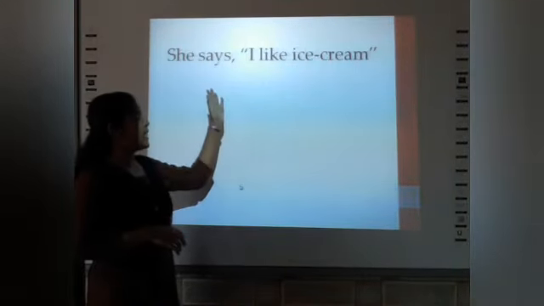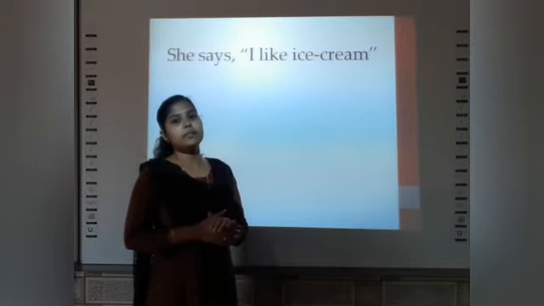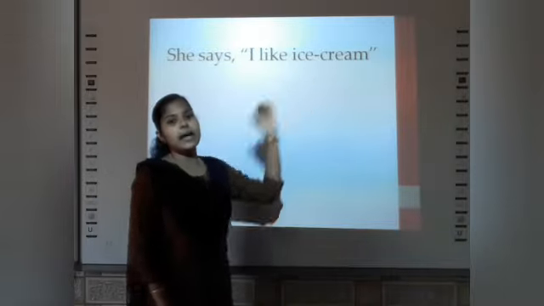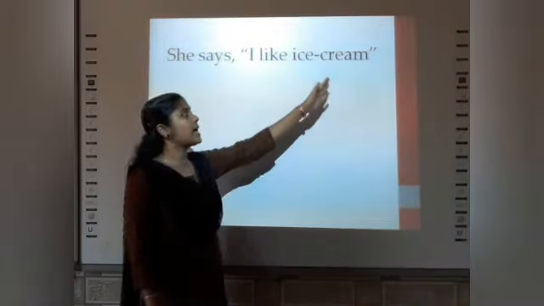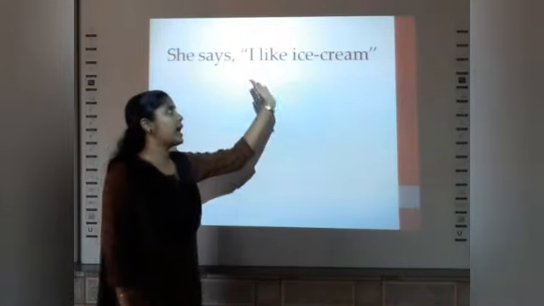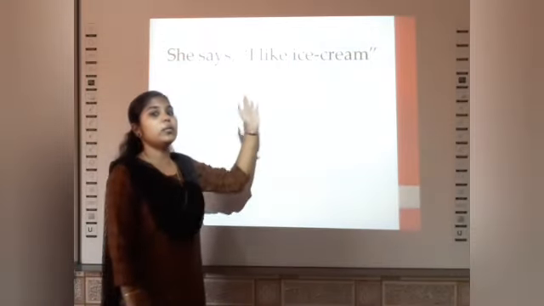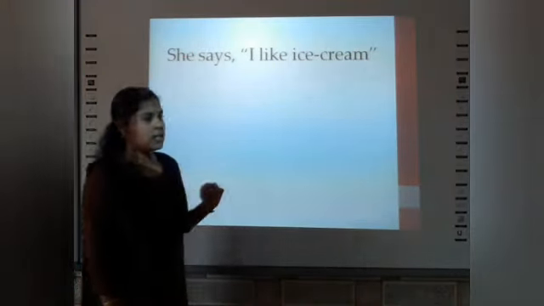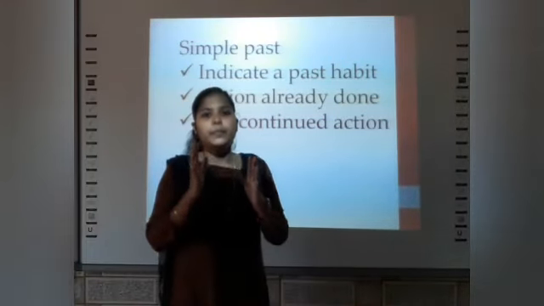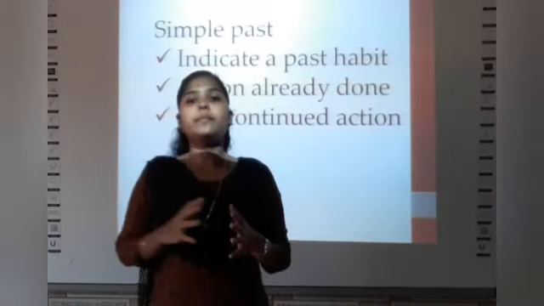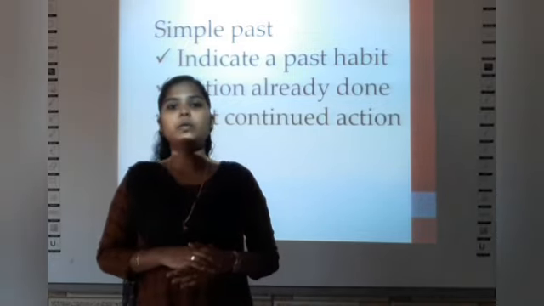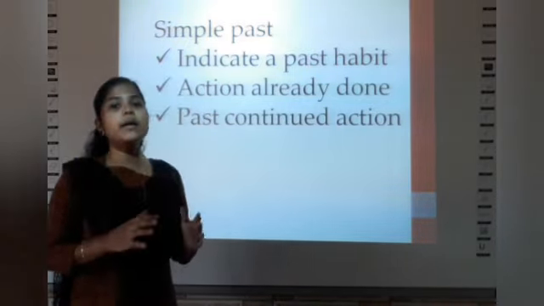Now, she says, I like ice cream. This is a quotation. So, I like ice cream is the words of a girl. We cannot change it into something else. I liked that ice cream. I will like ice cream. We cannot change it. Okay. So, simple present form indicates the habitual actions or general truth or planned activities or quotation.